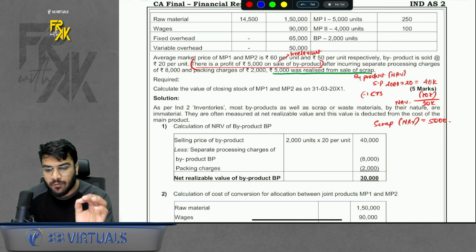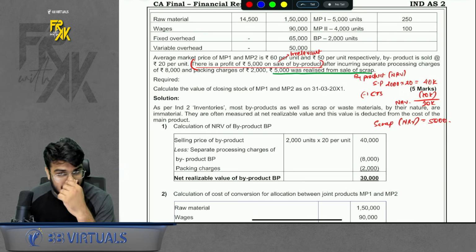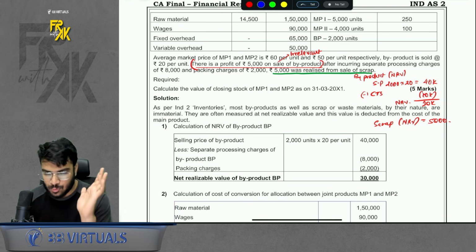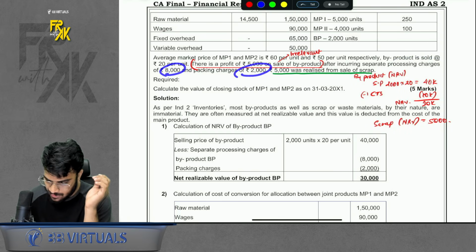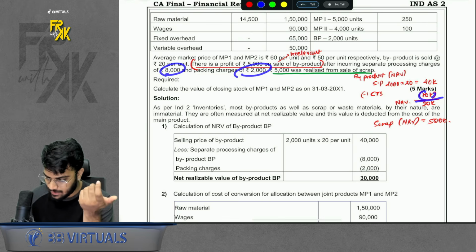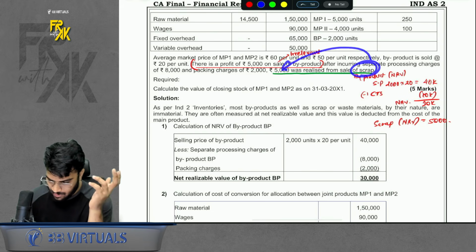The amount of profit on byproduct is irrelevant. I want the NRV of byproduct, right? So what is NRV? Selling price minus whatever the cost to sell is there. So cost to sell is given. It is given 8,000 and 2,000. So I will reduce it. Total 10,000 I will reduce. I will get NRV of 30,000. And what is the NRV of scrap? It is given as 5,000. So I will take that.